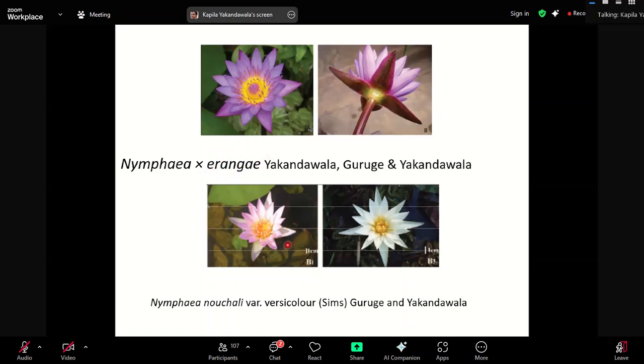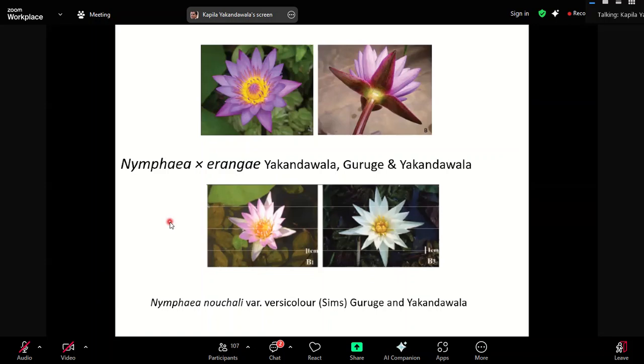Once again, water lilies, Nymphaea nouchali, we identified varieties in Sri Lanka. So variety, var. versicolor. This was earlier named by a person called Sims, so his name came under the brackets. Then we put our names. So the authors should use their names after the botanical name.